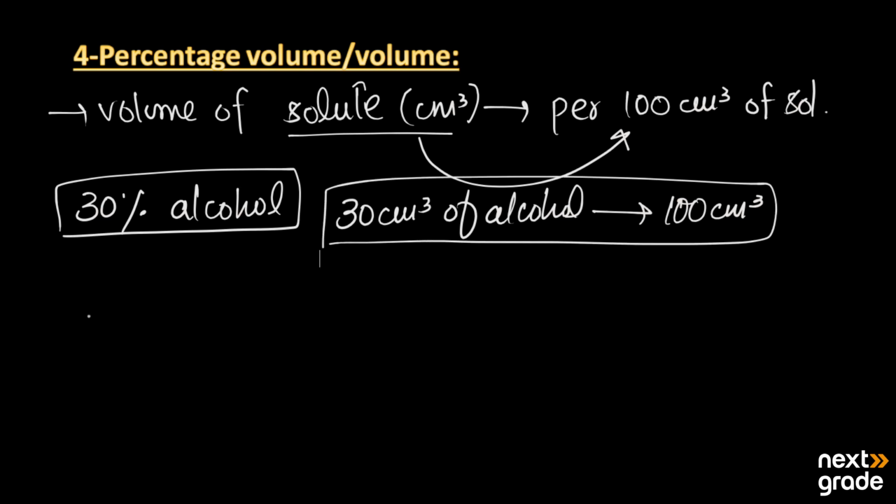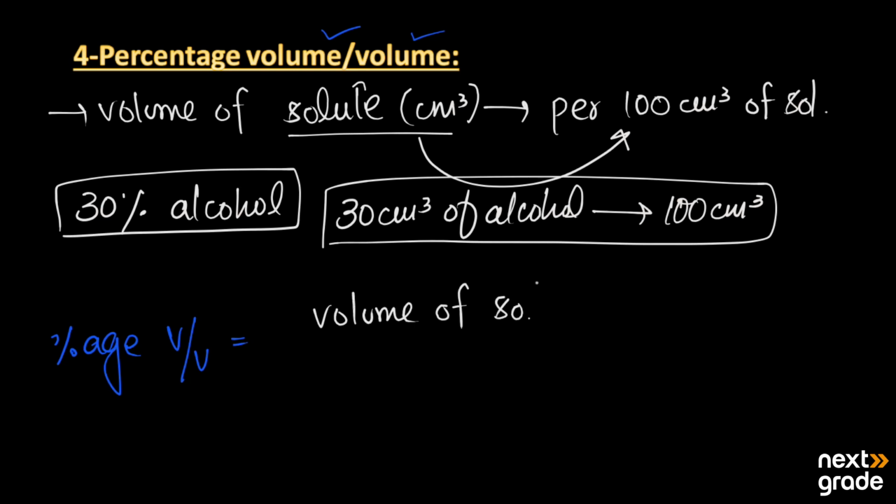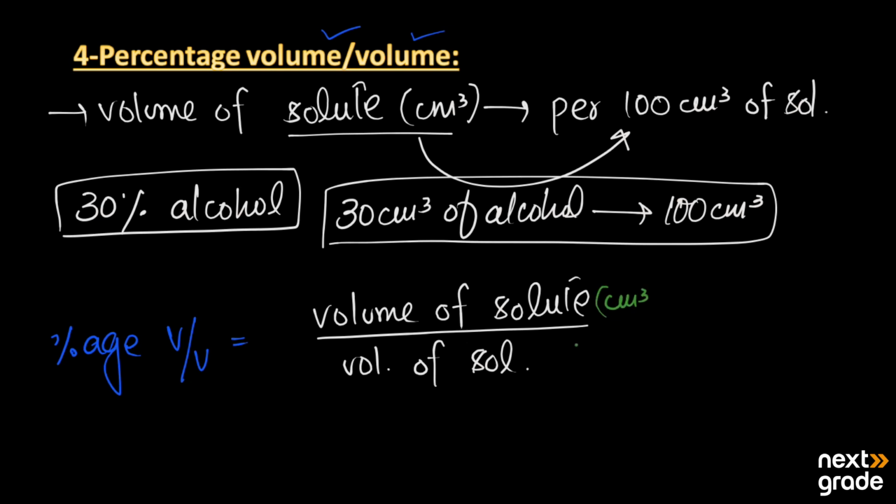And the formula that we will use for this is percentage volume by volume. Both the solute and solvent will be in centimeter cube, and we denote it like this: volume of solute over volume of solution. Both will be in centimeter cube and we will multiply it by 100. So this is the formula for percentage volume by volume.